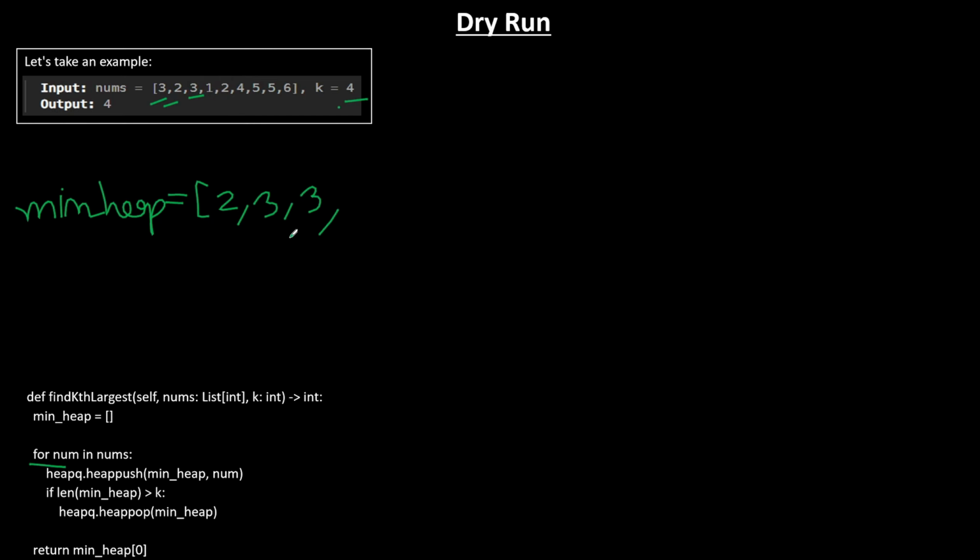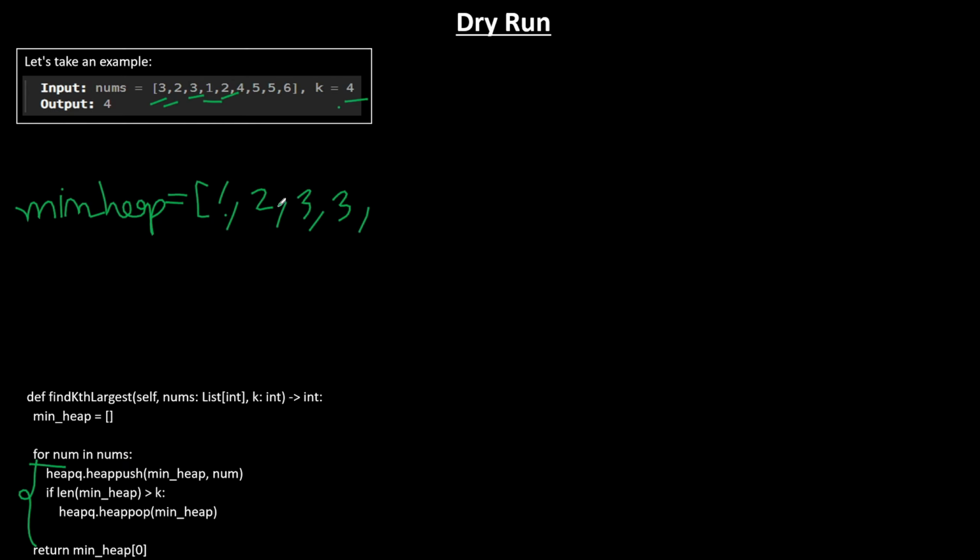We push 3 here again in the traversal. Again we will check if the length is greater than k. It is not. Then we got 1. Again it will get heapified, so it will become 1, 2, 3, and 3. Is it greater than 4? No, it is equal to 4.